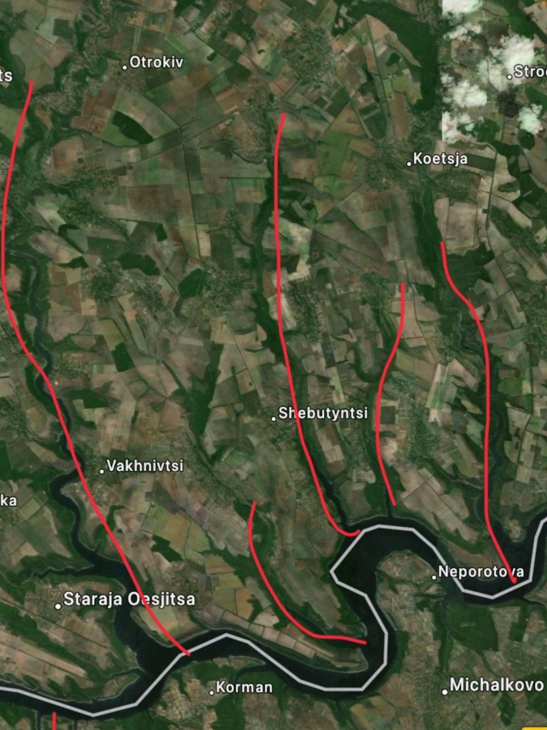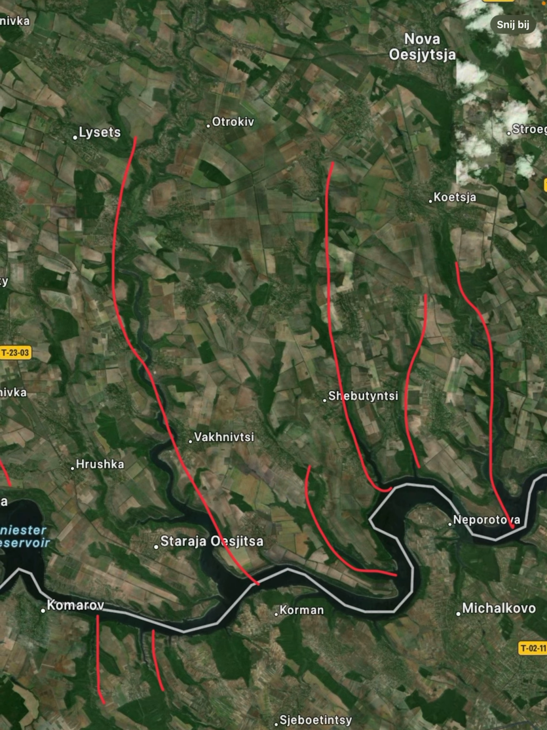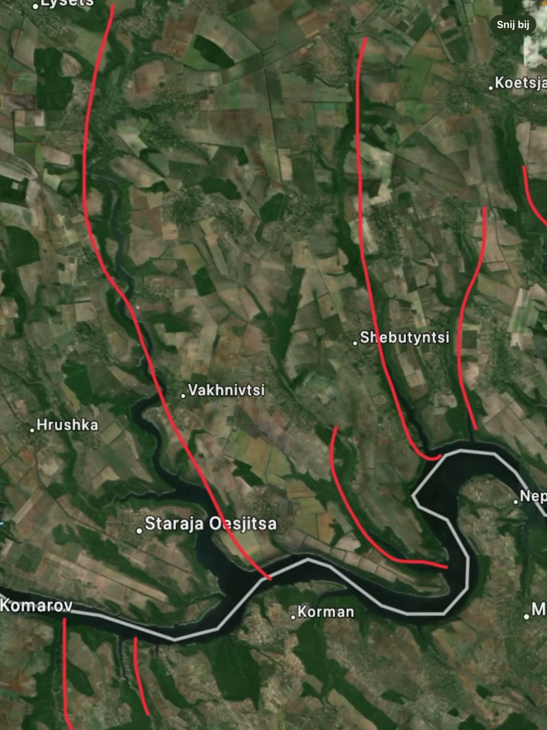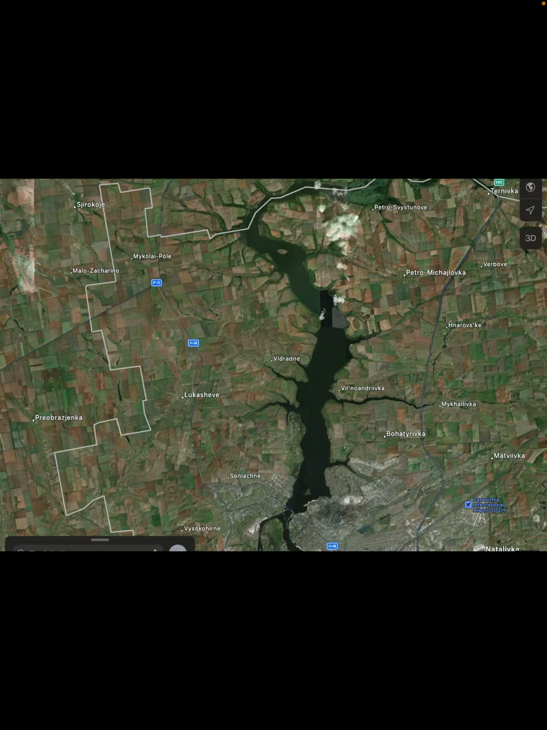So this is in Ukraine. You can see all these red lines that I drew, they are very close together. And connected to all of these red lines are, again, all kinds of little side canyons.